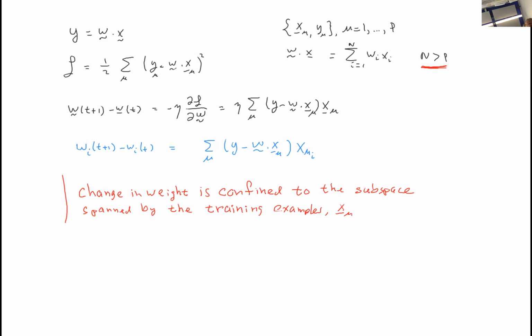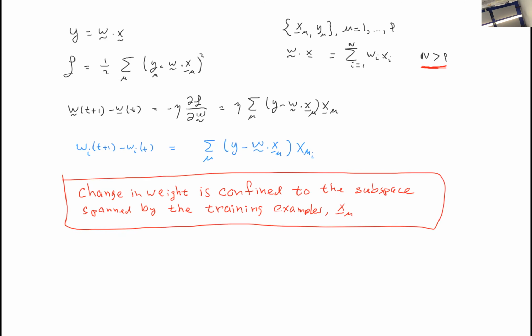Okay, so this is important. Let's say we had two training examples. Let's say we only had one training example. Maybe one's too few, but the point is that this gradient only points in the direction x mu. So for instance, let's say we had one training example. This is our x space. So this is our weight space. So one training example, x1. So the weight can only change along the x1 direction.